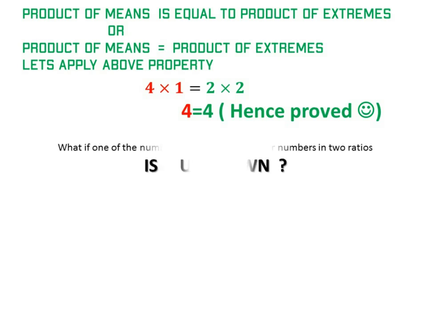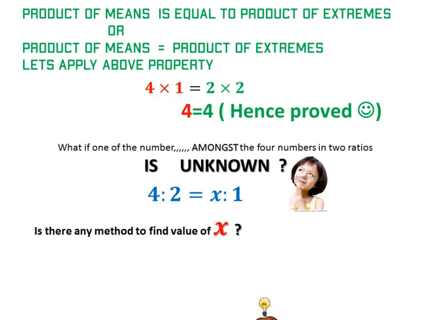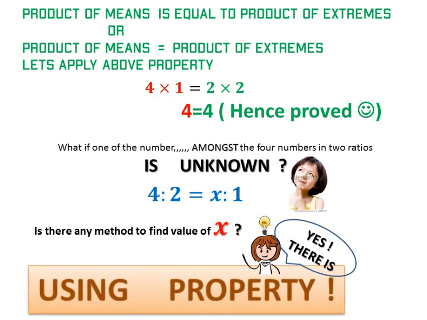What if one of the numbers amongst the 4 numbers in two ratios is unknown? Is there any method to find this unknown number x? Yes, there is, and the method is by using the above property. Let's solve for x, that is, find the value of x. First, write the ratio in fraction form, that is 20/21 will be equal to 60/x.